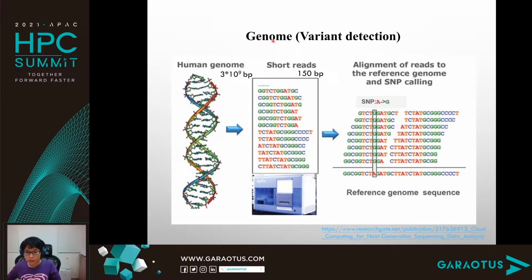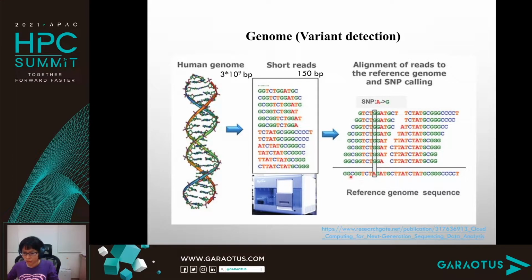In genome data, usually we are interested in identification of variants. As I already mentioned, in the human genome we have 3 billion base pairs, and usually we get reads from the NGS data, whose length can be 150 base pairs. So we need to map our reads to the human genome, and then we will have something that looks like this. Then we will be interested in the difference between the organism and the reference.